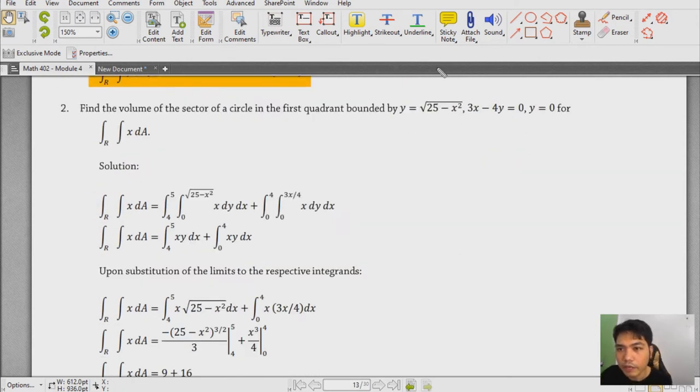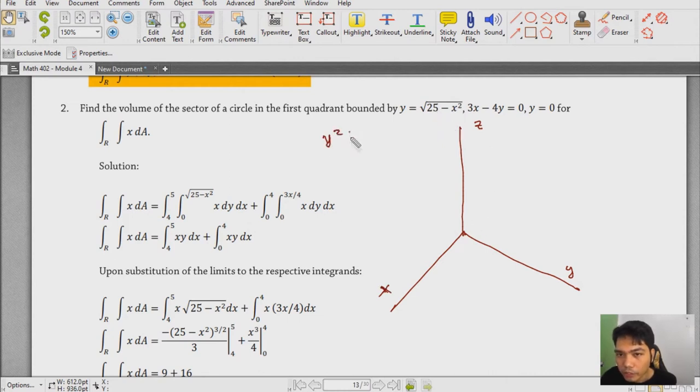For number 2, let's have it here. So, for example, meron tayong xyz plane, which of course, z output na yung given sa atin. So, we have x, and then y, and then z. So, yung ating y is equal to square root of 25 minus x squared. So, sabi sa atin, find the volume of the sector of a circle in the first quadrant bounded by y is equal to square root of 25 minus x squared.